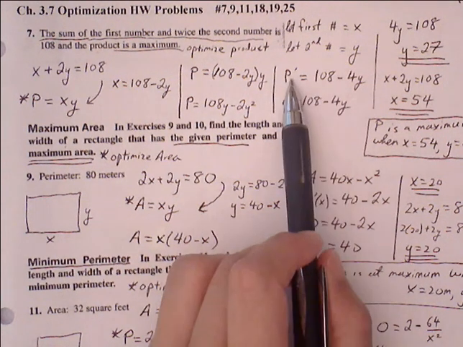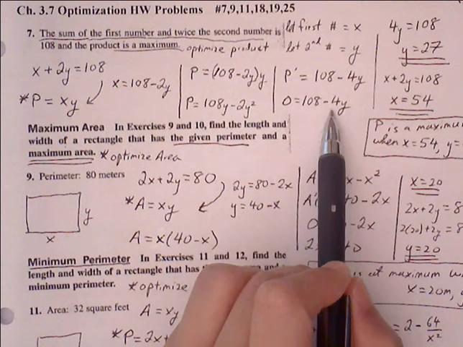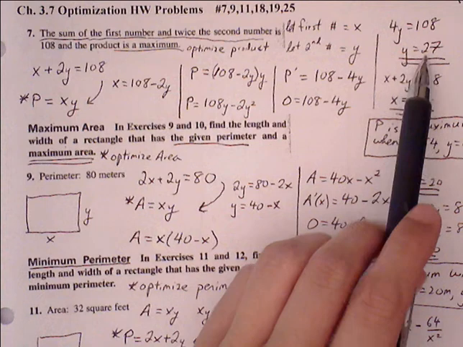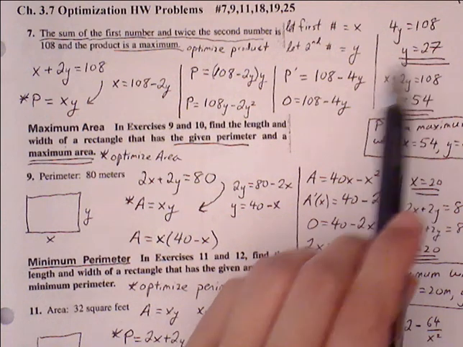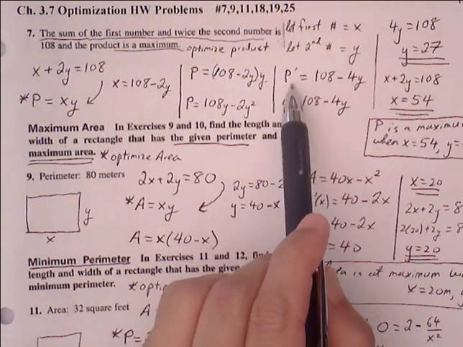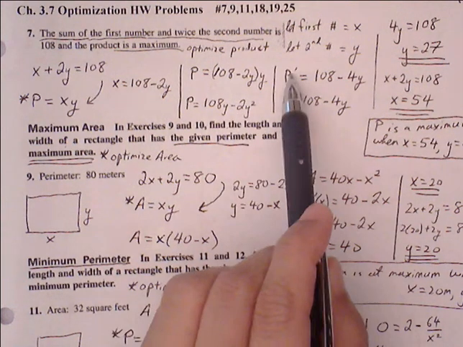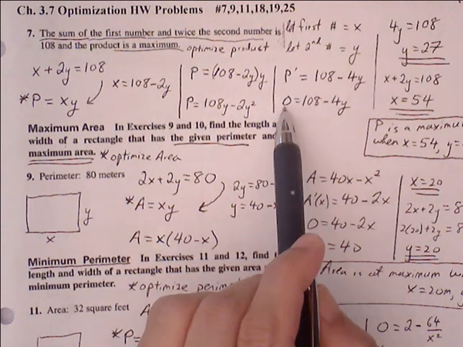We set that derivative equal to 0, and then we solve for y. When we solve for y, we get 4y equals 108. y is 27. So when y is 27, we know that the P function is going to reach its optimal value. So optimal value is when the slope is 0.